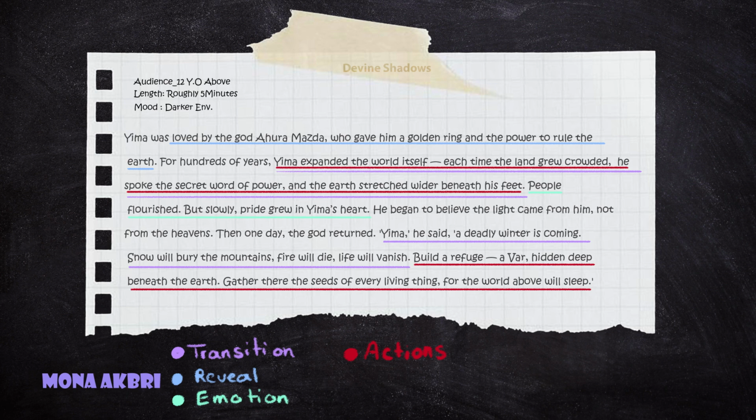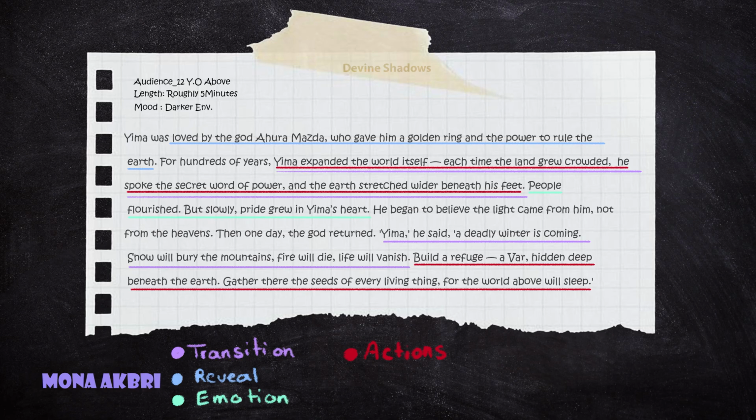worth being depicted. Hema was loved by the god Ahura Mazda, who gave him a golden ring and power to rule the earth. Okay, we have Ahura Mazda and Hema loved. There's a love, and we can show that love when we give the golden ring from God to Hema. So I will draw Ahura Mazda giving the golden ring, and I will show that he's ruling the earth for 100. And I know that this is the reveal. I'm revealing a kind of important information.